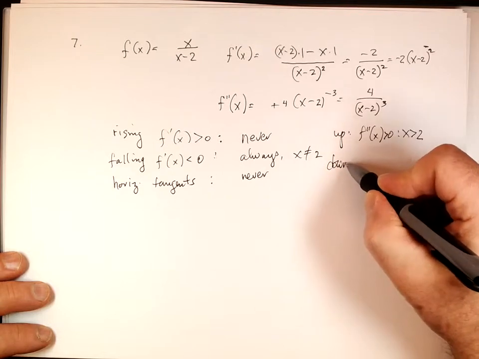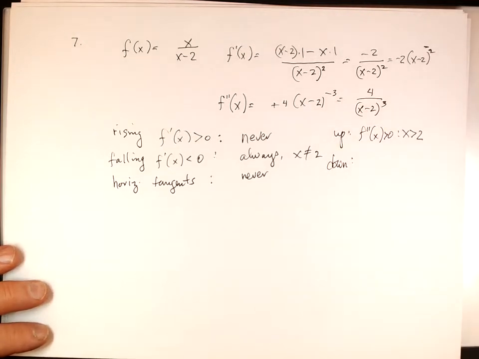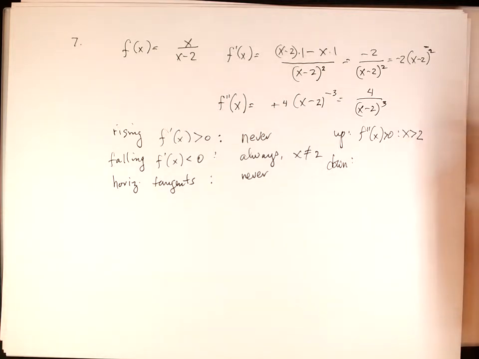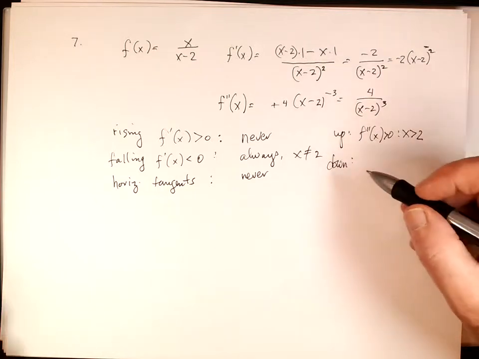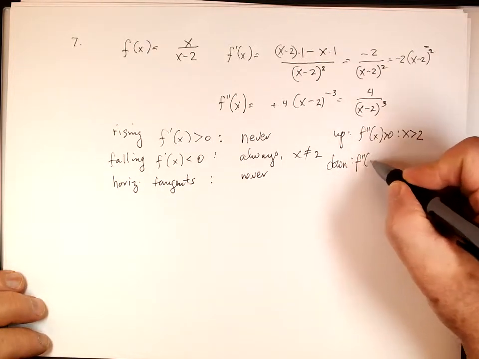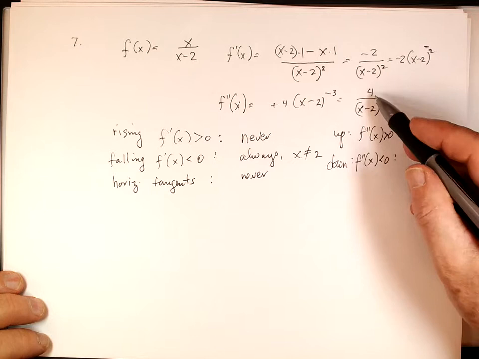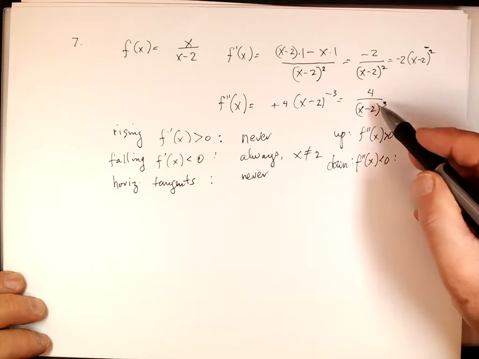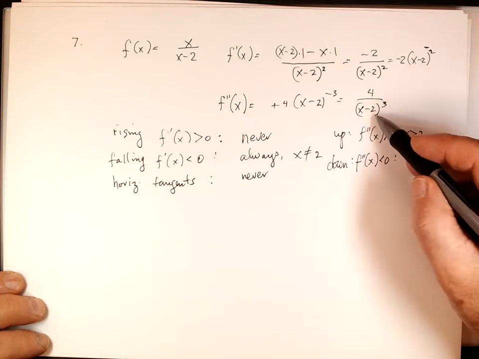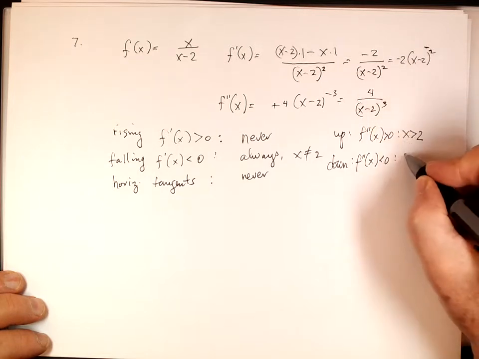So by looking at the second derivative, what do you look for? Positive. You want to know where the second derivative is positive. That tells you where the graph of the original is concave up. Where the second derivative is negative, we have a graph that's concave down. And where is this negative? Well, the numerator is always positive. This is negative when x is less than 2.